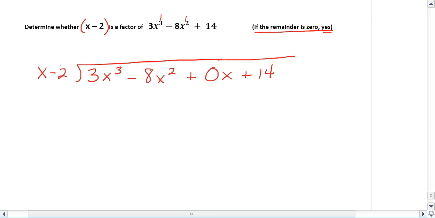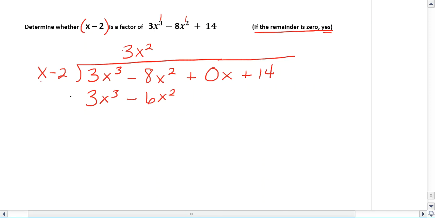So once again, we want a perfect match. What could we multiply here times x to give us exactly 3x to the third? Well, we're going to need the 3, and we're going to need an x squared. And now we distribute this. So 3x squared times x is 3x cubed. 3x squared times a negative 2 is a negative 6x squared.